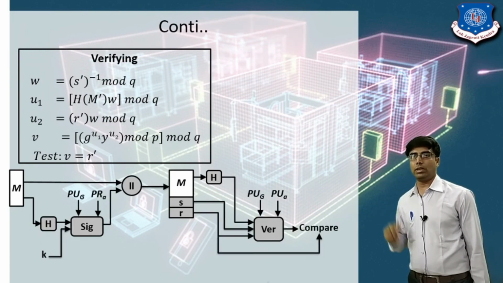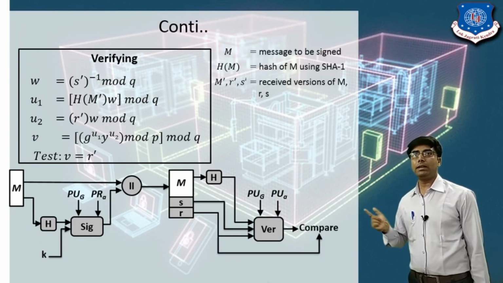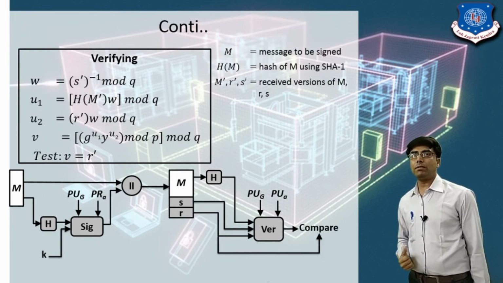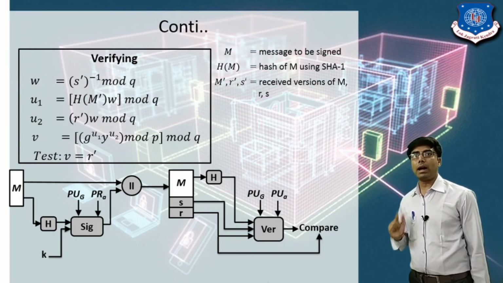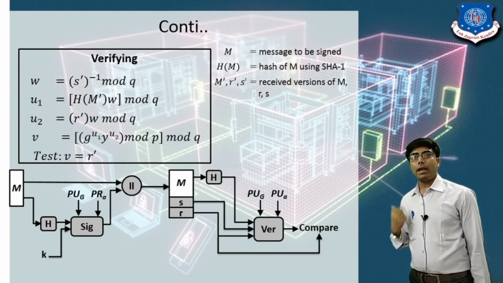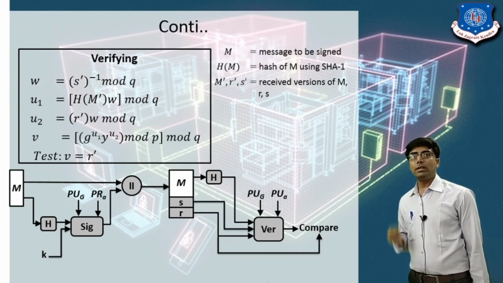The same scenario is over here. I already explained this, right? Here you can see M is the message to sign, H of M is the hash of M using SHA-1, and M dash, R dash, and S dash are the received versions of M, R, and S, because M, R and S we have already calculated on the sender side and sent to the receiver. Now the receiver is generating new signature components, which are R dash, S dash and M dash.